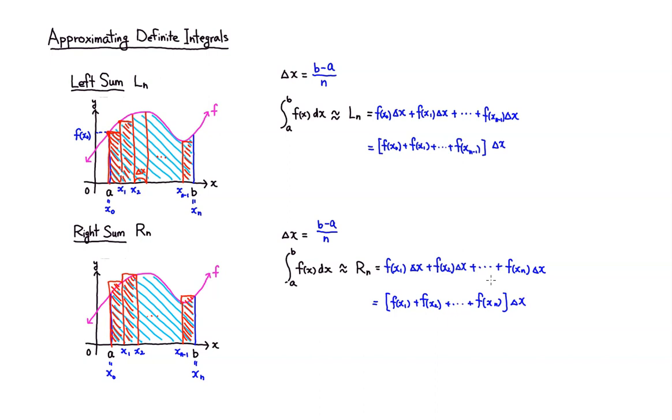So you can see the difference. The difference is we're starting from f of x1, ending at f of xn. But for the left sum, we start from f of x0 instead of x1, and go all the way to f of xn minus 1. It's shifted a little bit. So those are called the left sum and the right sum. That's it. I hope that this was clear.